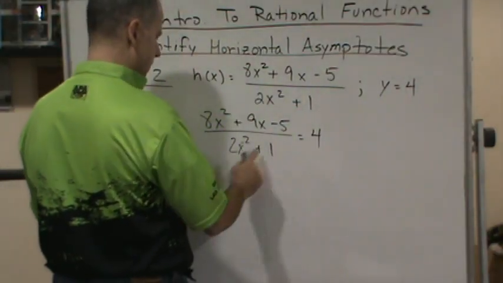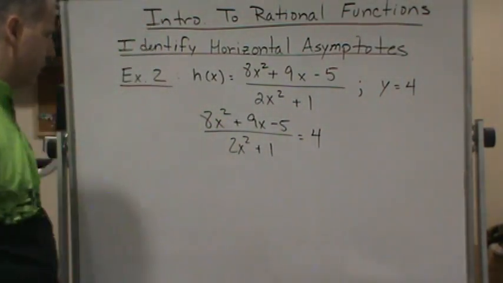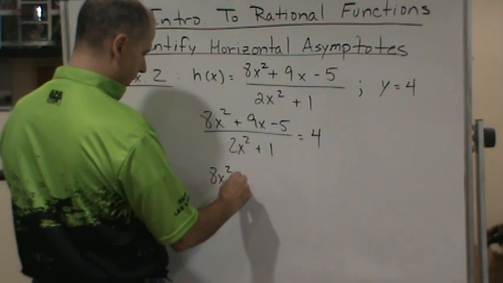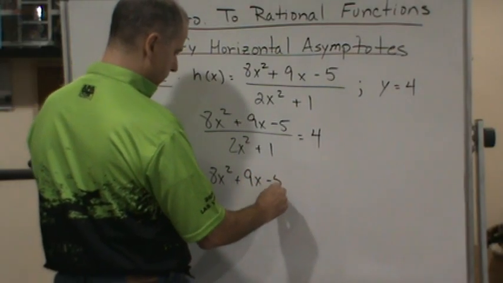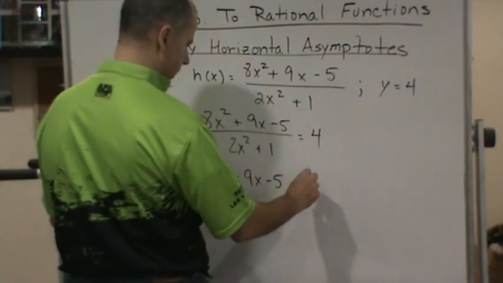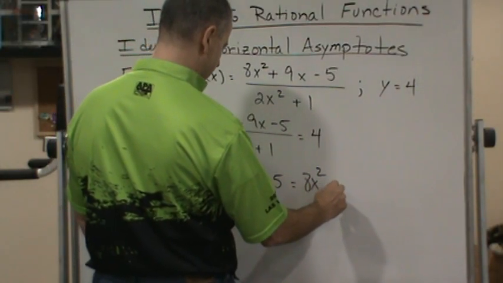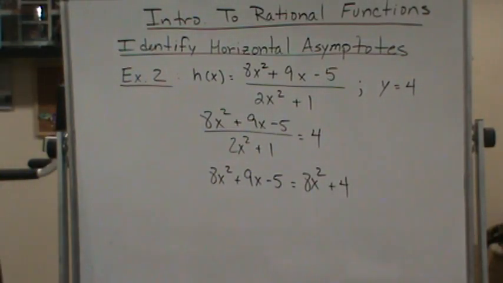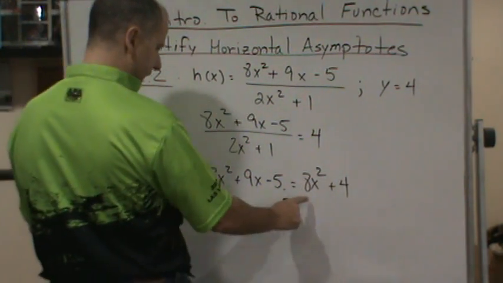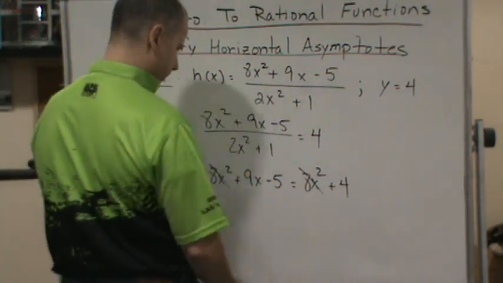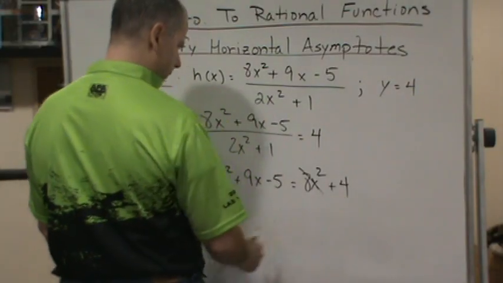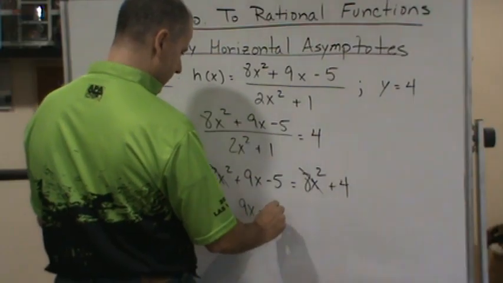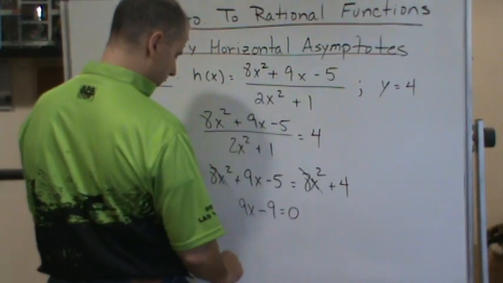So I'm going to multiply both sides by 2x squared plus 1. If I do that, I get 8x squared plus 9x minus 5 is equal to 8x squared plus 4. Now notice that the 8x squareds are going to cancel out. And then if I subtract 4 from both sides, I get 9x minus 9 is equal to 0.